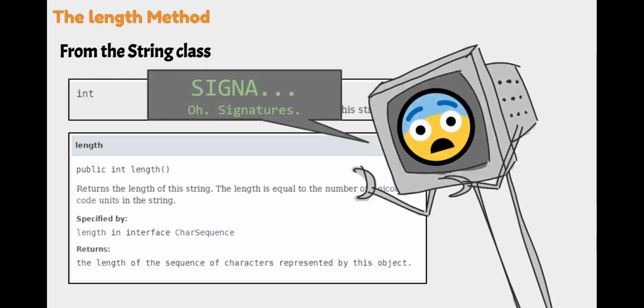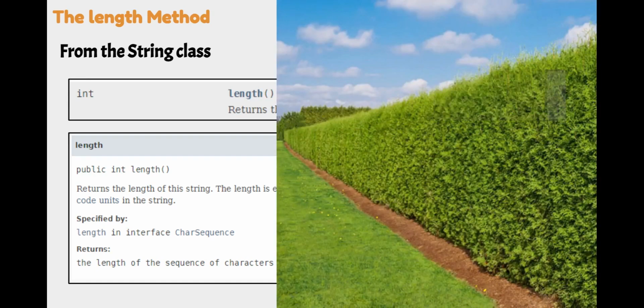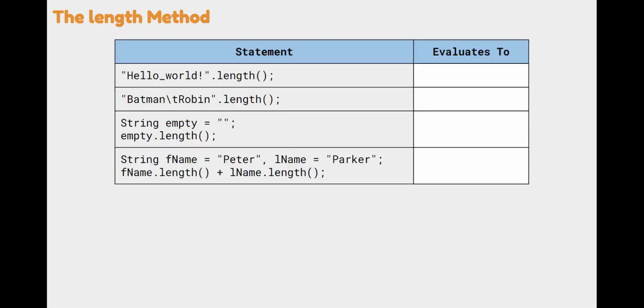Yep, the API takes care of all of our signatures for us. In these statements, we can see examples of calling that length method. Starting off, we are calling that length method on a string literal. A string literal is an object, so we can call a method on that object by using our dot operator and saying the method that we want to call.